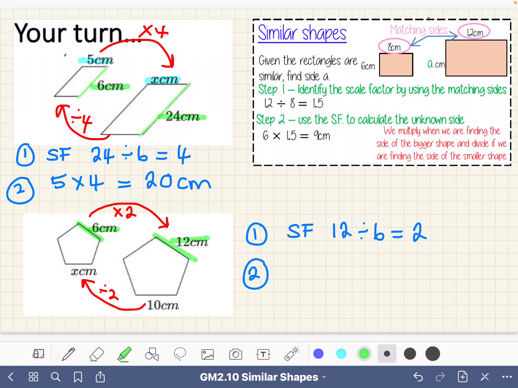In this case, I know the big side is 10. I'm trying to find out the smaller side of x. That means I'm going from 10, dividing by 2, to give me a value for x as 10 divided by 2 is equal to 5 centimetres.